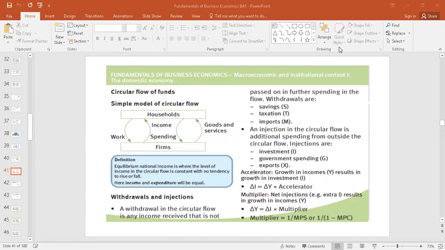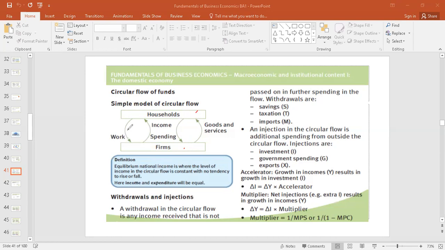The circular flow of funds, the concept is explained where we see how income is generated and how it is consumed. So we see there are households here, and then firms. People from the households work for the firms. Firms in turn produce goods and services, and these goods and services are consumed.